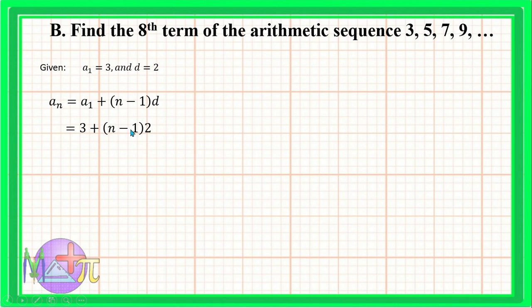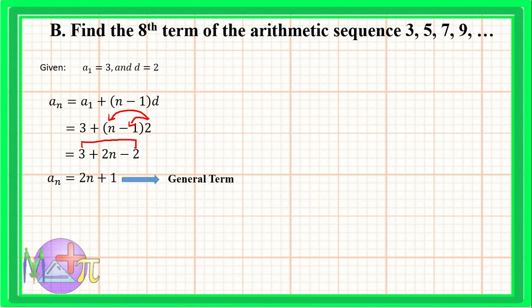3 plus n minus 1 times 2 equals 3 plus, again, distributive property. Ito yung 2 na to. 2 times n, that is 2n. 2 times negative 1, that is negative 2. Okay, so we have here a sub n equals 2n plus 1. Okay, sir, paano po nangyari? Saan po nanggaling yung 1? Again, ito po yun. 3 minus 2, positive 1. Okay, tawag dito, class, yung general term.